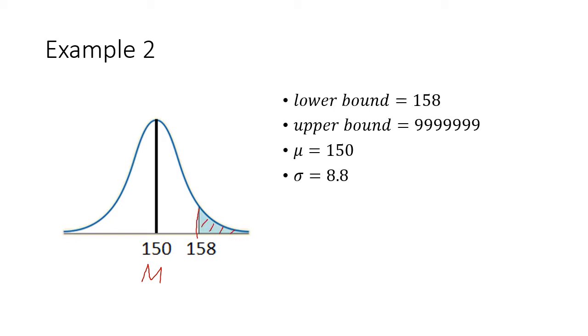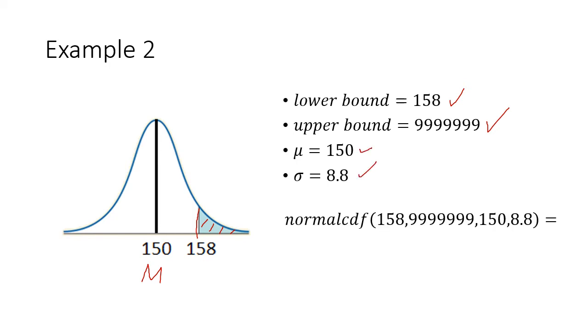And again, it's just a matter of setting up that normal CDF. So my lower bound is 158. My upper bound is infinity, but again, I'm just going to type in a bunch of 9s. My mean is 150, given in the problem, and my standard deviation is 8.8. Then we just plug it all into the normal CDF function. And I get the probability of getting a 158 or higher is 0.1817.